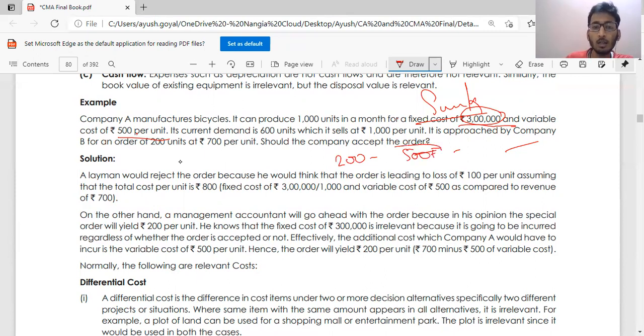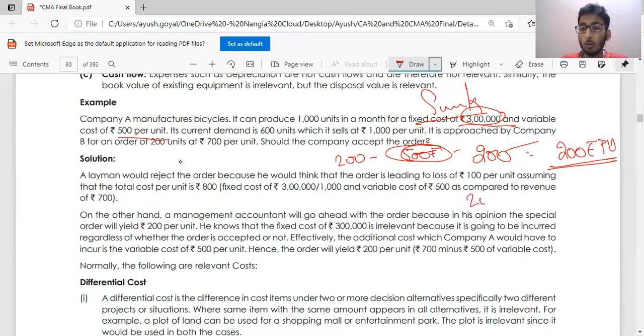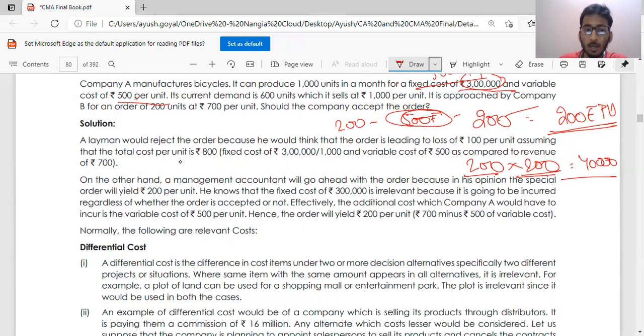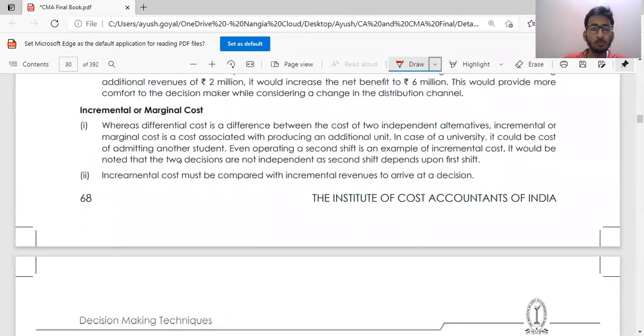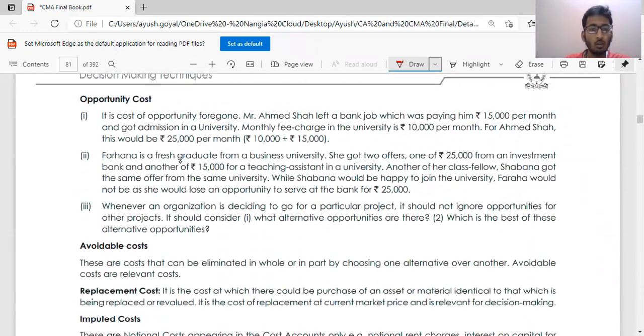So I will say we will take variable cost only for the consideration, and by accepting these 200 units, we would be able to earn 200 rupees per unit, or I can say per bicycle. So my total profit by accepting this project would be 200 multiplied by 200 bicycles, and per unit you are going to earn 200 rupees. So I can say 40,000 would be your profit by accepting this project. So whether you should accept it or not, definitely you should accept it. Differential cost, marginal cost, we have already done.